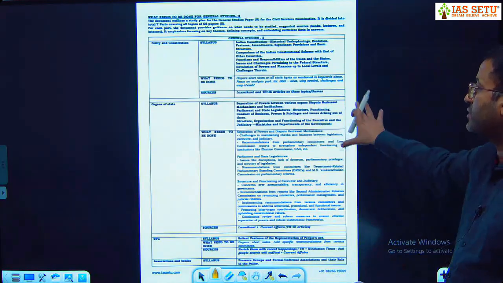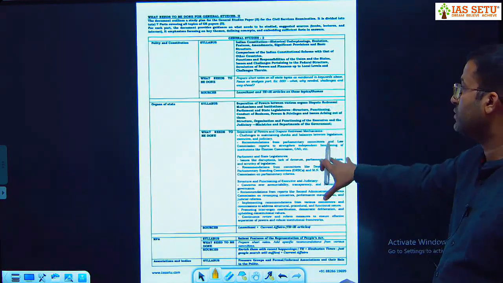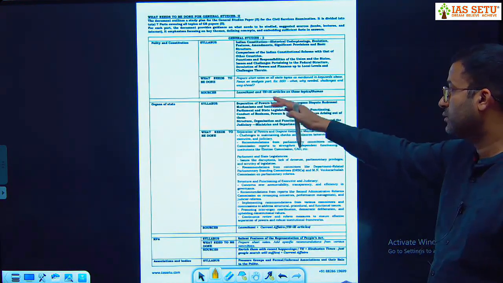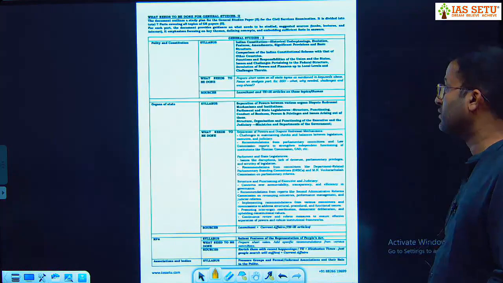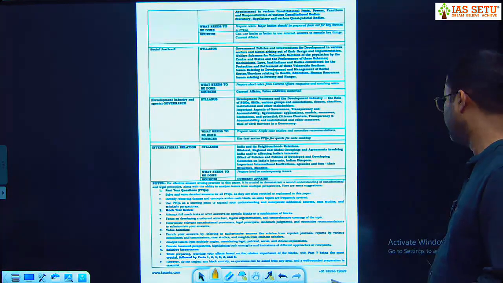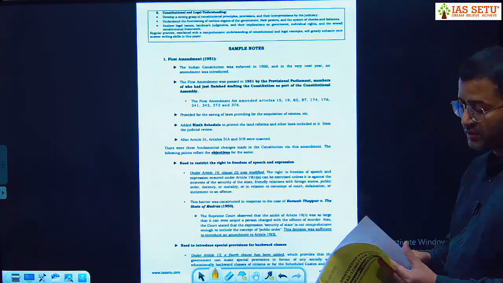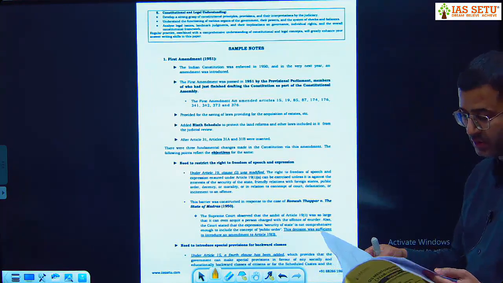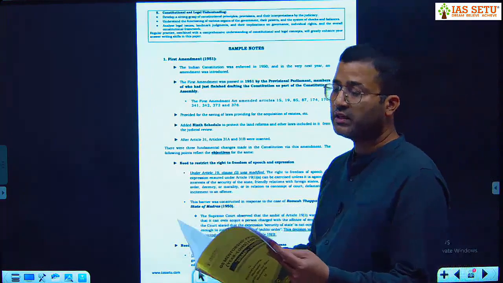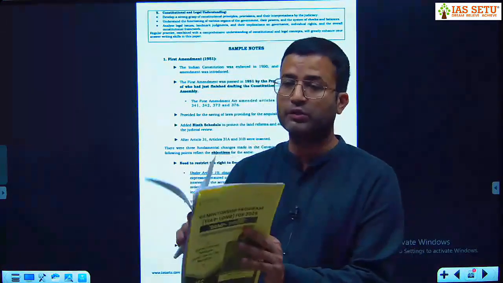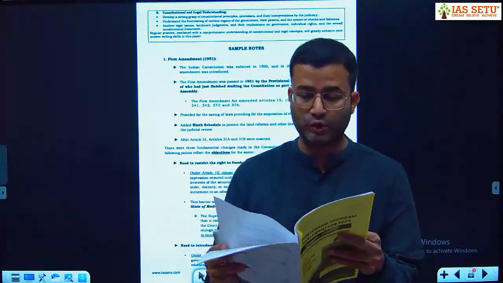After that, we have just mentioned in detail some sources. Syllabus क्या है, what needs to be done, sources, ठीक है, topic wise. After that, we have given some sample notes in the last. One is on the first amendment 1951 in detail. Last के कुछ pages हमने कुछ sample note दिया on two topics.